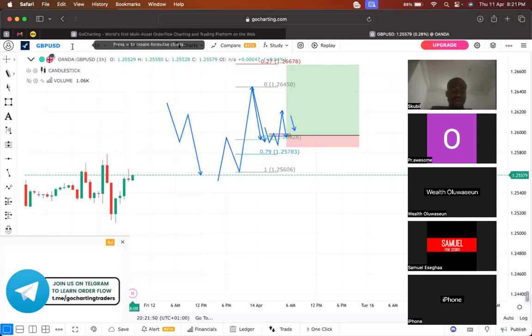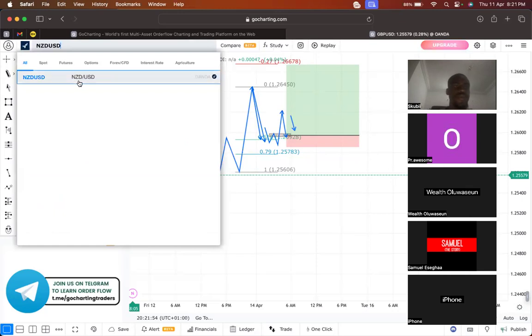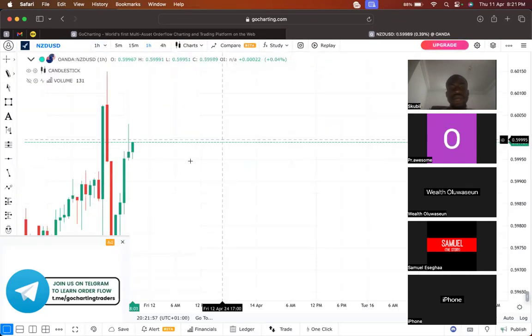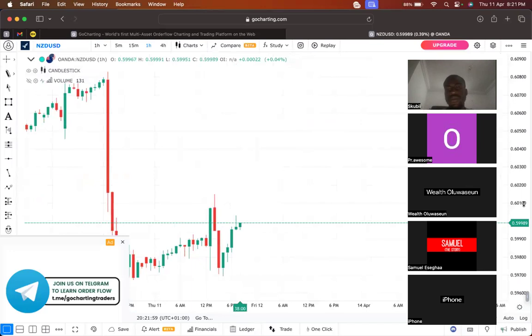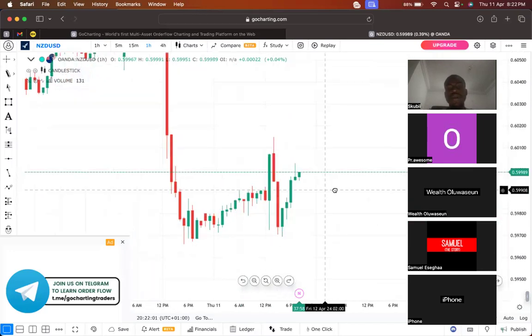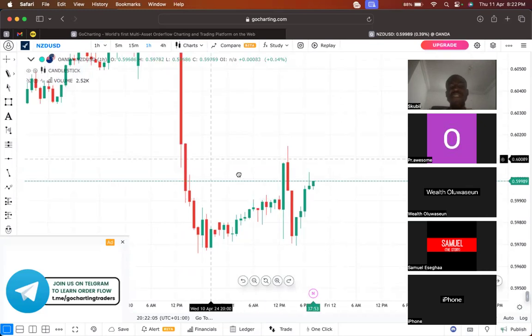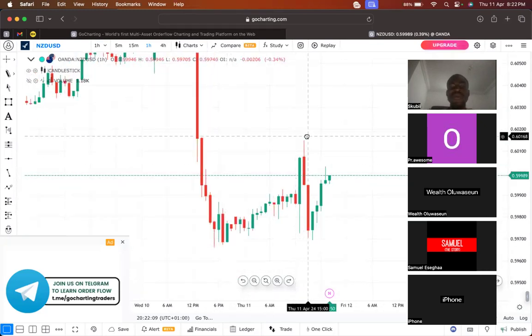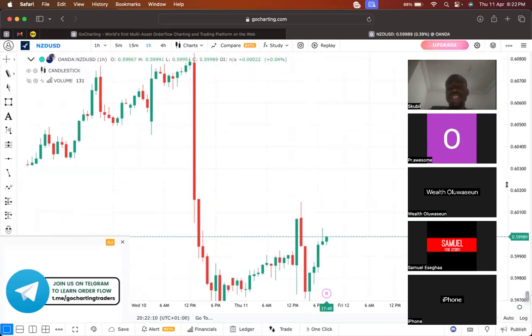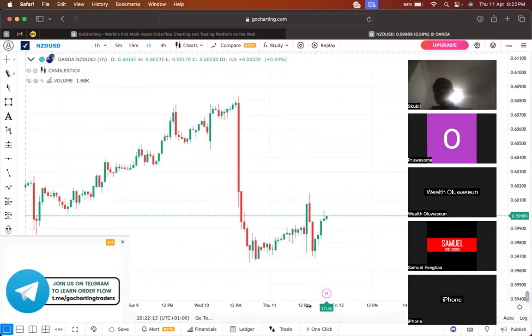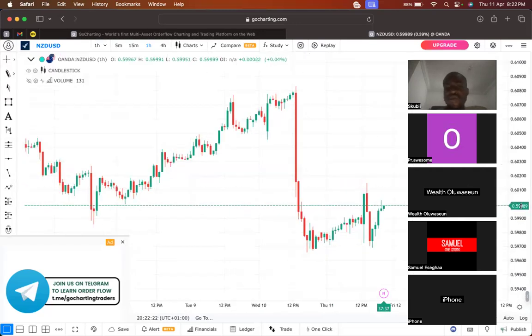Let's go to NZD. This is one thing that a lot of people fail to understand. After price dipped yesterday, a lot of people were buying today, and that's one thing with this type of move in the market. Most times, the retracement is not going to be deep. It's just going to be short, and then price will come back to take out people. All this is just to take out people until price is ready to move wherever it wants to move to.